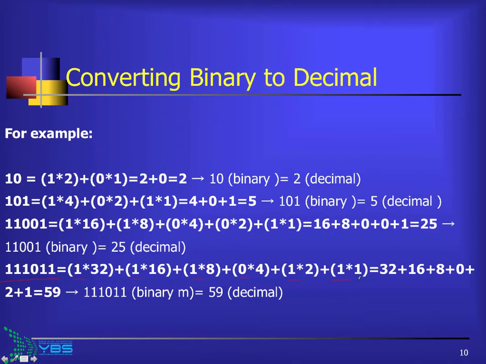Things like 2 over 0, it's 1. 2 over 1, it's 2. 2 over 2, sorry, 4. 2 over 3, 8. 2 over 4, 16. 2 over 5, let's say 32. If you first multiply, then add each other, it makes 59.